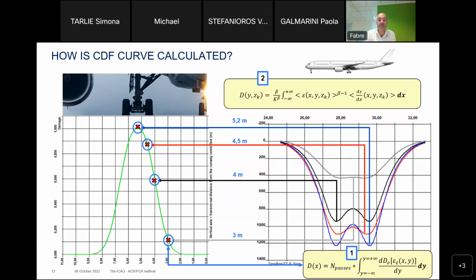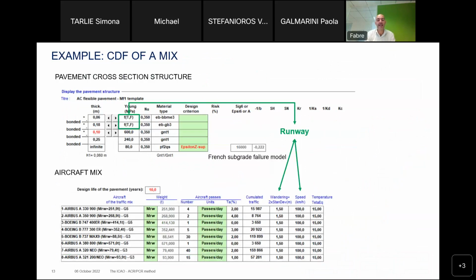I propose to show an example where I did step by step the CDF of each aircraft composing a mix. So this is the input data that are required for computing the CDF, and that will be also the inputs needed for PCR, as we will see later. But the CDF is the first step of the PCR procedures. So the pavement must be described for each layer from the subgrade to the surface, and for each layer, with the modulus of elasticity, which is commonly known as the E modulus, and the Poisson's ratio, and obviously the thickness for each layer.